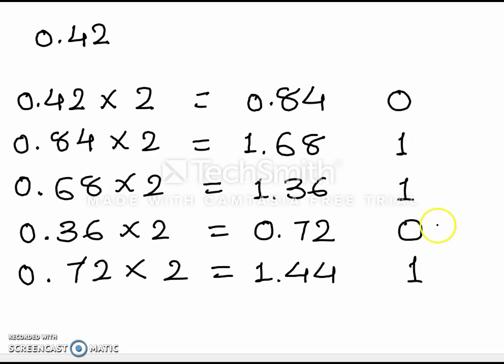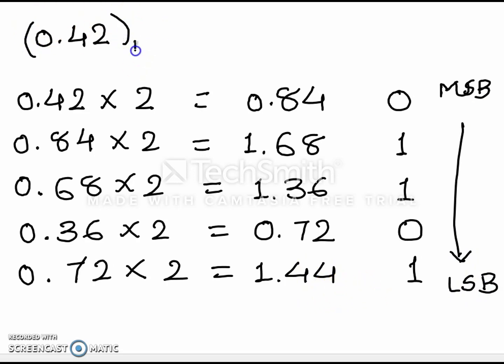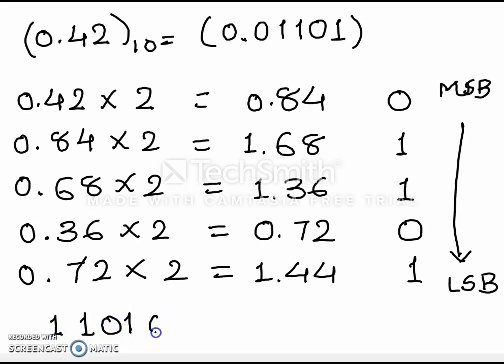So you can go up to 4 or 5 digits, and these integer parts, the carry parts, are your answer for the fractional part. This one will be the most significant bit and this one will be the least significant bit. So the answer for this fractional part is 0.01101. So combined, the given number was 105.42. The answer for that number is 1101001.01101. So this is the binary portion.